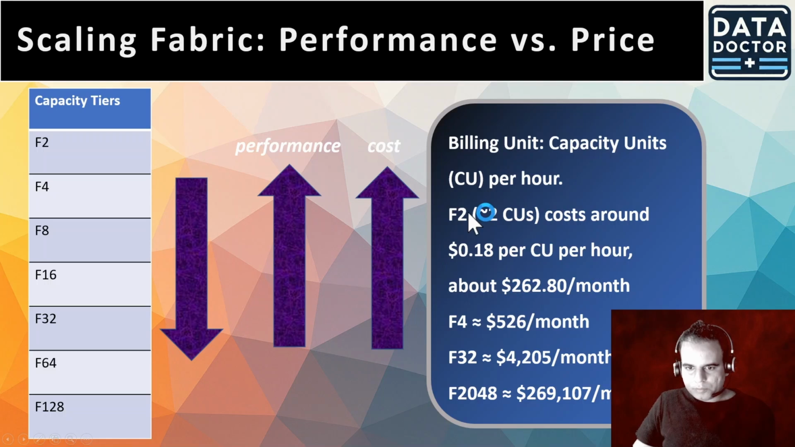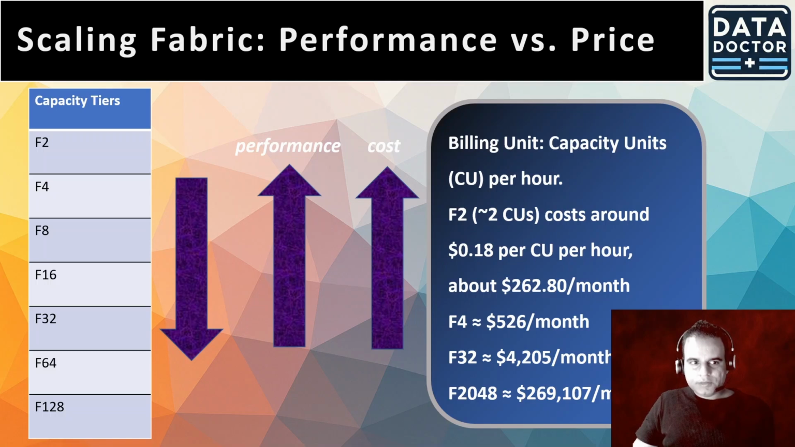If you move from F2 to F4, we have already $526 per month. And if we move to F32, then you can see that this is above $4,000 a month. And the highest capacity can cost you approximately $270,000 a month, which is very, very expensive. So if you accidentally choose it, then this can be really expensive. So be careful.